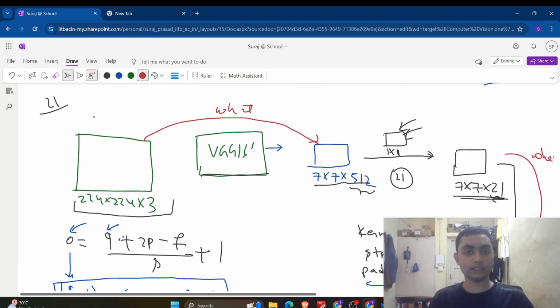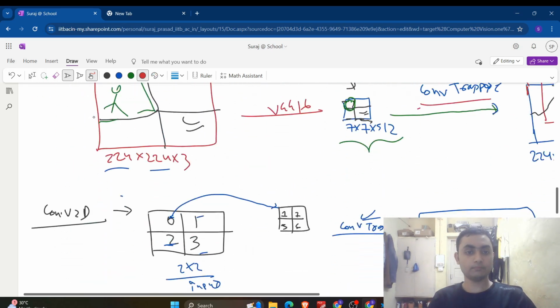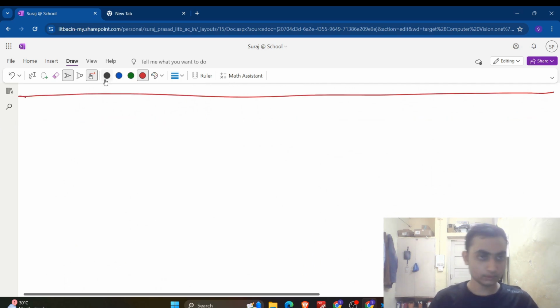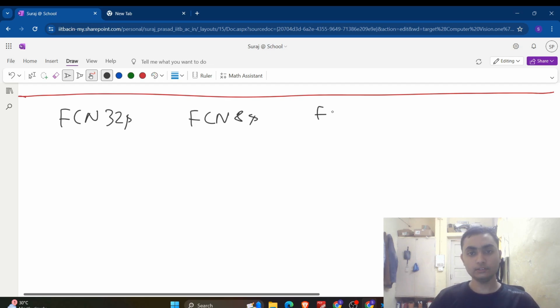There is one more thing that I have to explain. So what is happening basically? Now let's go into the paper, which has described FCN 32S, FCN 8S, and FCN 16S.